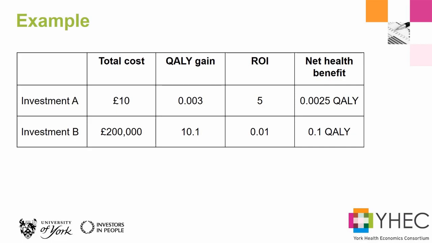However, if we look at the net health benefits generated, then it can be seen that investment A only delivers 0.0025 QALYs, equivalent to £50 value, while investment B delivers 0.1 QALYs, or equivalent of £2,000 of value. This is because of the relatively small scale impact of investment A, despite its seemingly high return on investment. In this instance, assuming that the options are mutually exclusive and non-repeatable, it would be preferable to recommend investment B, since it would have greater positive impact on population health.